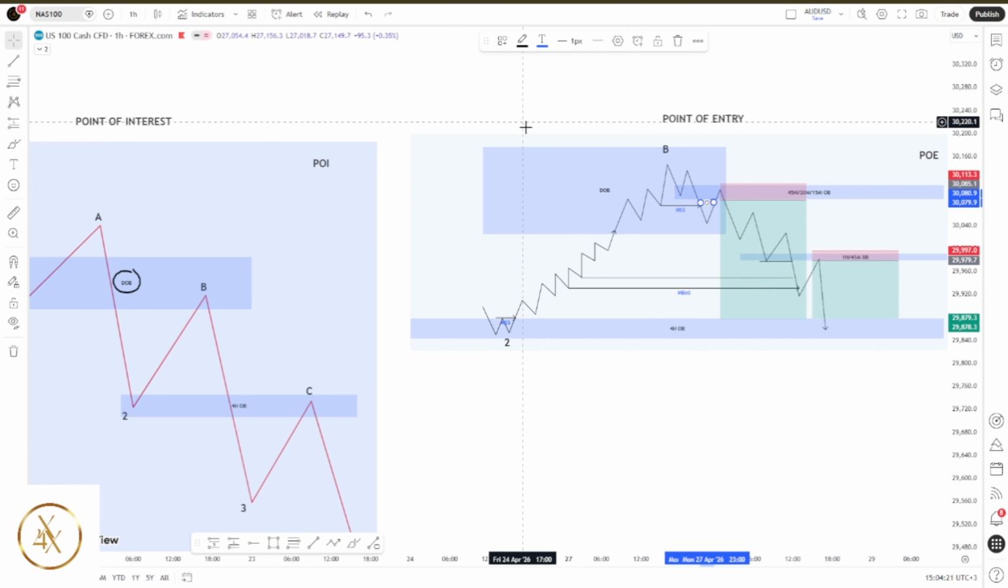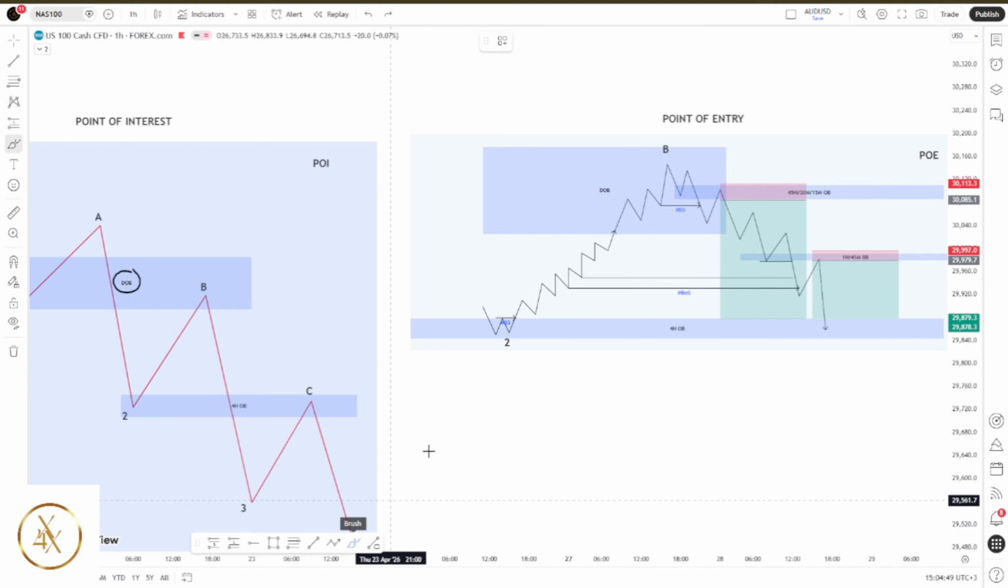Simple as that. So the point of entry is always on the smaller time frames. It can be on the 1 hour, 45, the 30, the 15, or even the 2 hours. If you find a nice point of entry there, after breaking it down from the point of interest on the big time frame and finding a shift in the market. So this is the first setup in the trade.